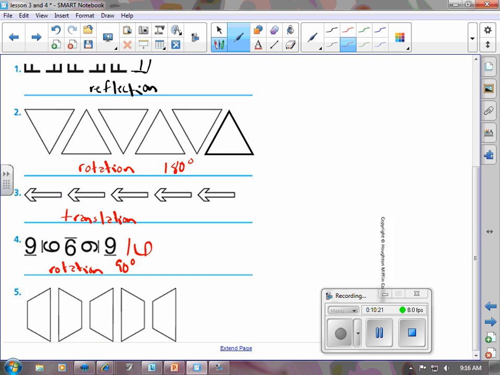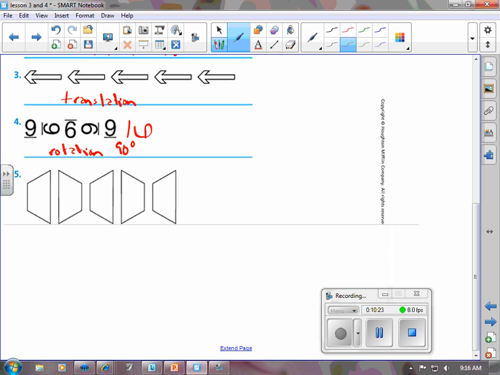Okay, last one here. This particular pattern is a reflection. You can see it reflects across the line. So if there was a line right here, this shape is then reflected over. So it's a reflection. All right, that's the end for transformation.